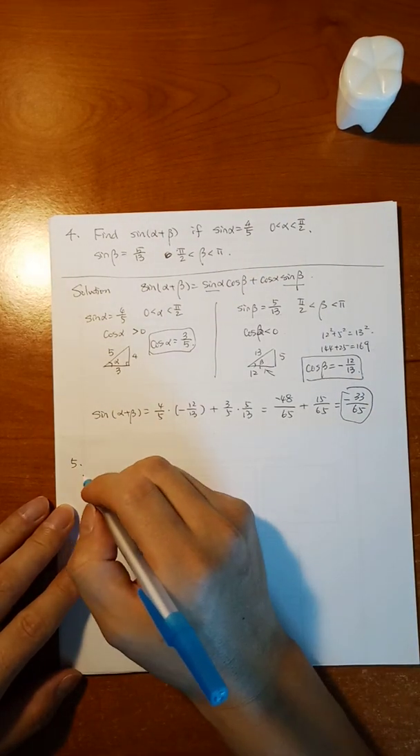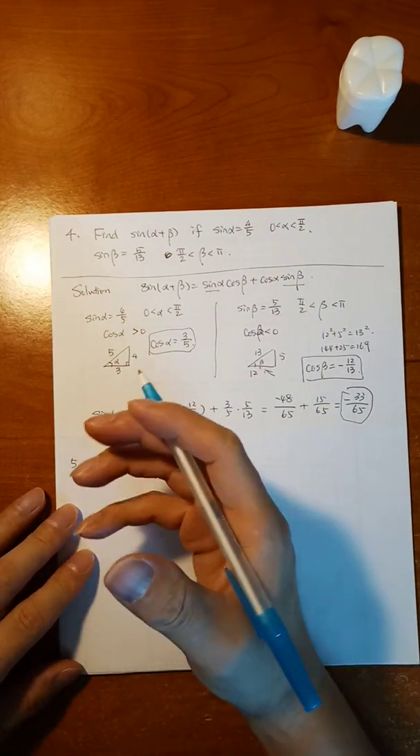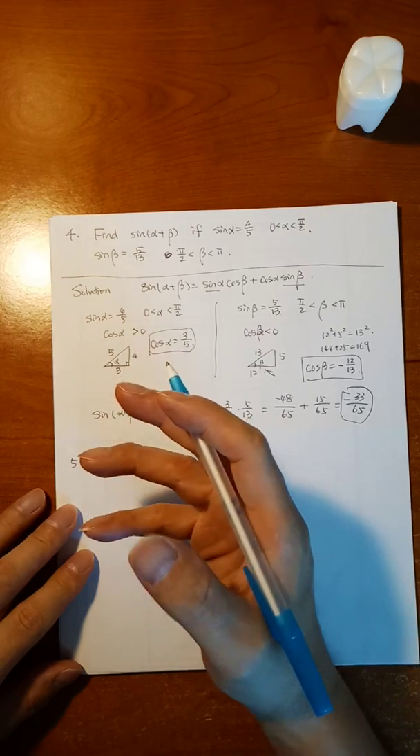Problem 5, we solve the triangle. Solve the triangle means we need 3 angles, 3 sides.